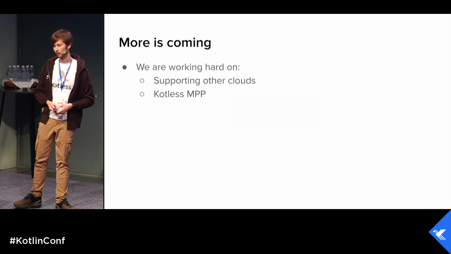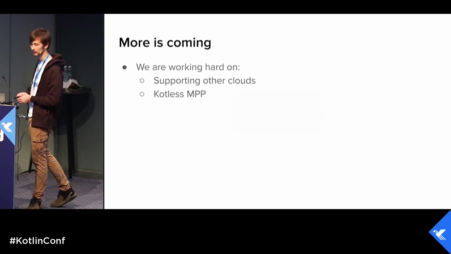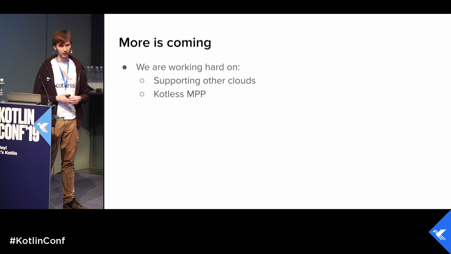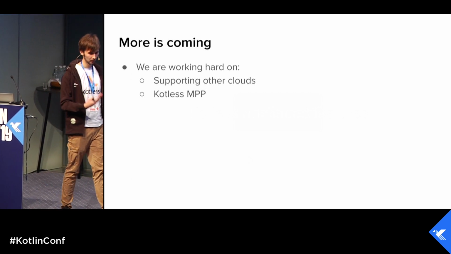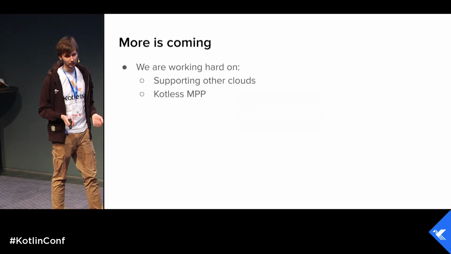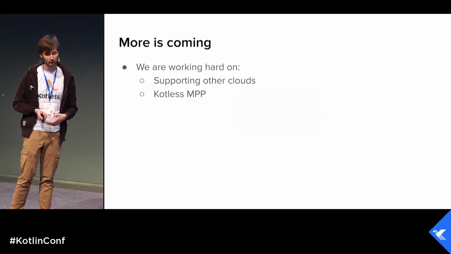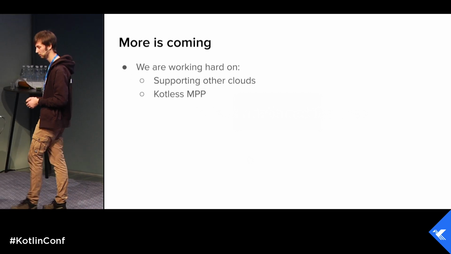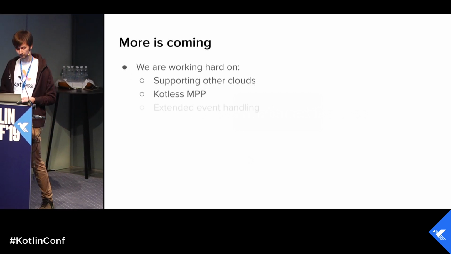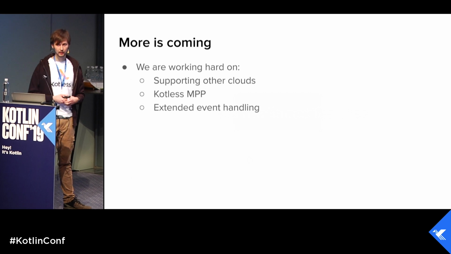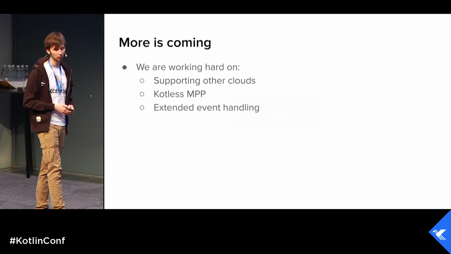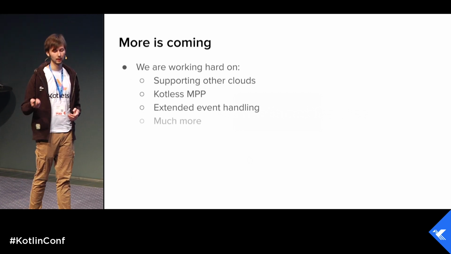And it means that we can support, for example, Google Cloud Platform, since Google Cloud Platform, as far as I remember right now, supports JVM only in beta, and JavaScript is not in beta. So if we would have Kotlin multiplatform projects, we could support Google Cloud Platform by generating JavaScript. We aim to support extended event handling of custom events in AWS or in any other platform, and much more.